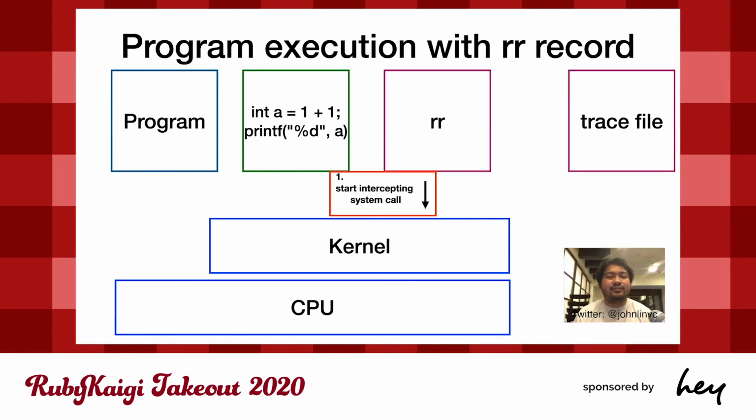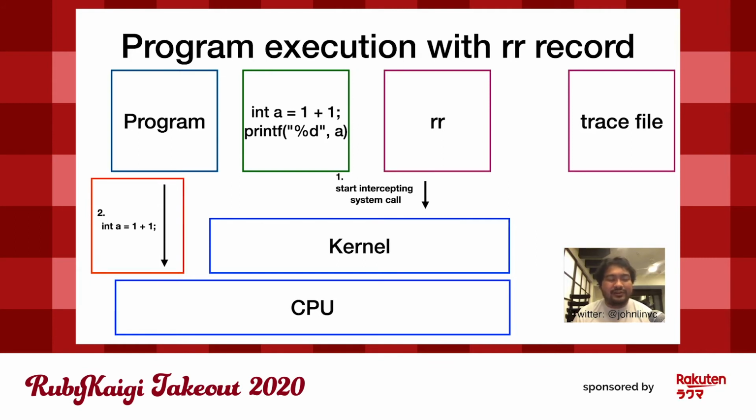So let's see how RR records program execution. First, RR will tell the kernel to start intercepting system calls. It's using ptrace to do the interception. And then the program will do a normal execution, normal instructions without system calls, so these go directly to the CPU.